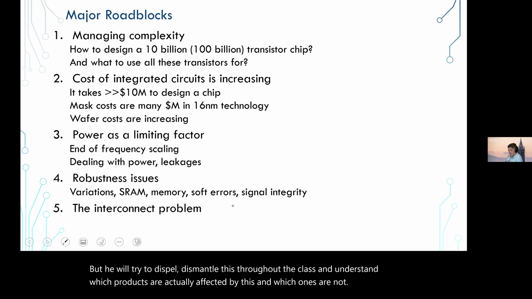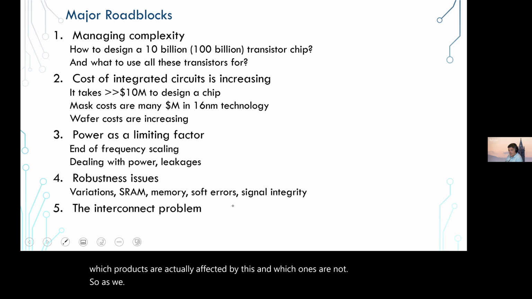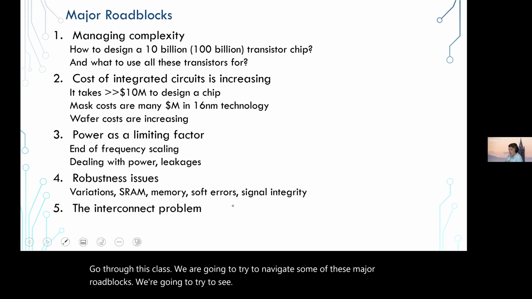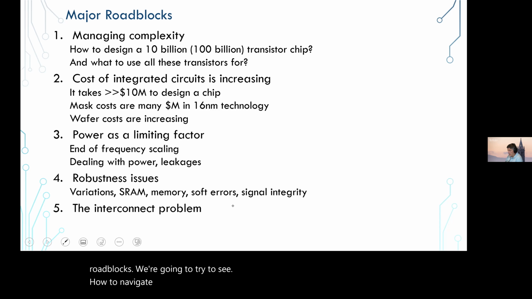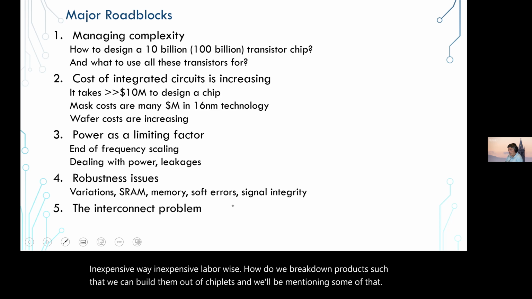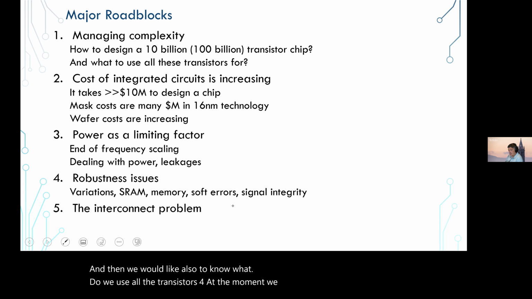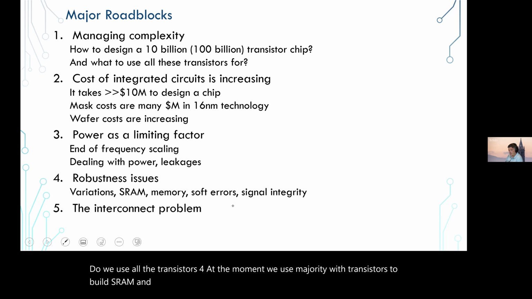So as we go through this class, we are going to try to navigate some of these major roadblocks. We're going to try to see how to navigate complexity, and that will be a focus of many of our labs. We'll try to build these SoCs in a relatively inexpensive way, inexpensive labor-wise. How do we break down products such that we can build them out of chiplets? We'll be mentioning some of that. And then we would also like to know what we use all these transistors for. At the moment, we use the majority of the transistors to build SRAM and caches. There perhaps may be a better use for them.